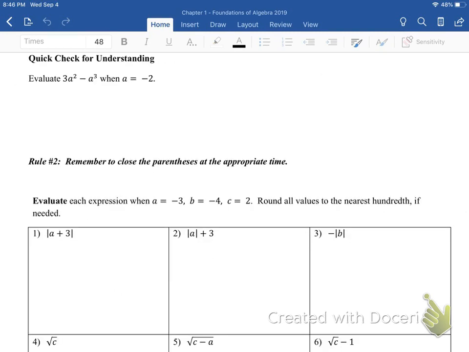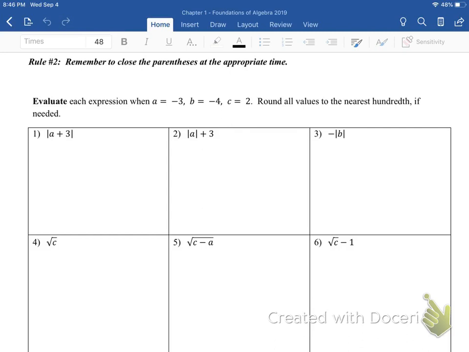Okay, here's a quick check for understanding. Again, pause the video and go ahead and do the quick check for understanding, and we'll be right back with the answer. Okay, if you did this correctly, your expression should look like this, and your final answer should be 20.